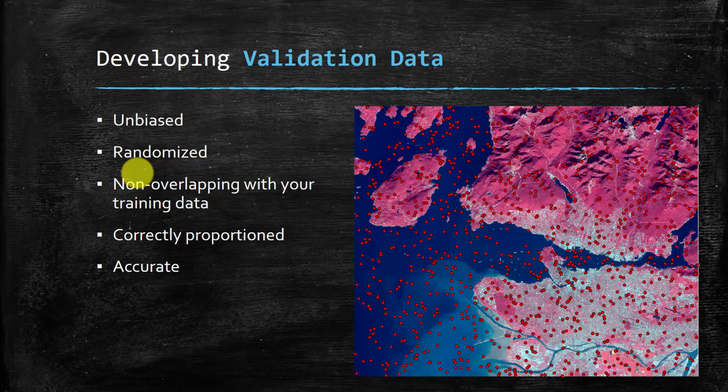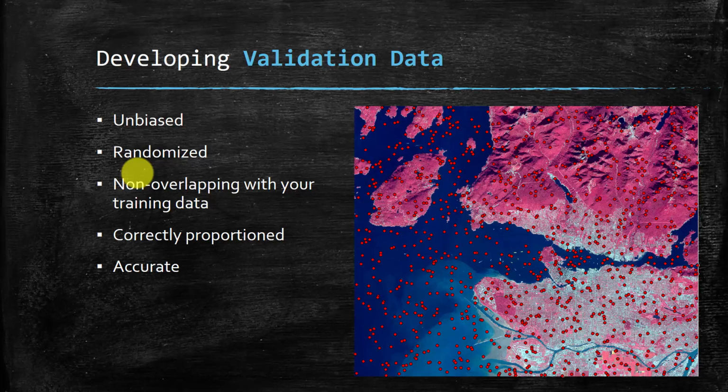So with validation data, it's very important that the data are unbiased and randomized. If you hand select samples to compare your result to, that could be biased. So generally, we make sure that our data are unbiased by making sure that it's random. So we could set up things like random points or select random polygons from a set of polygons or random features from a set of features.